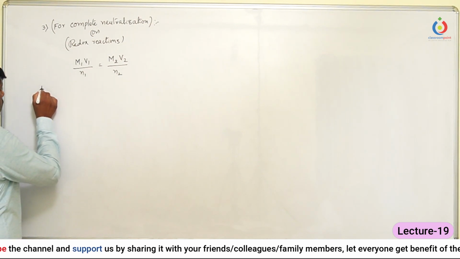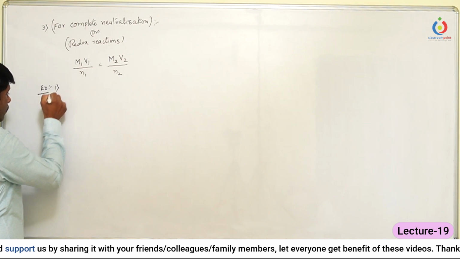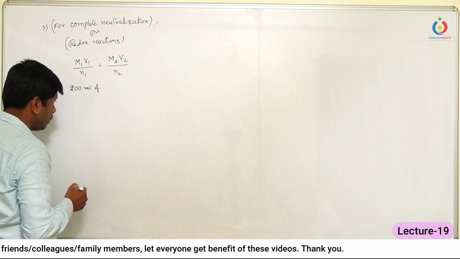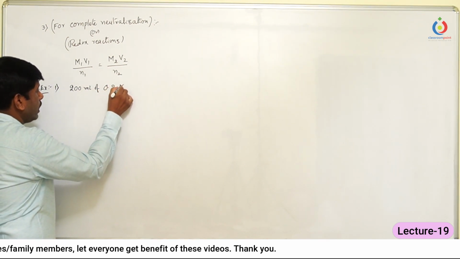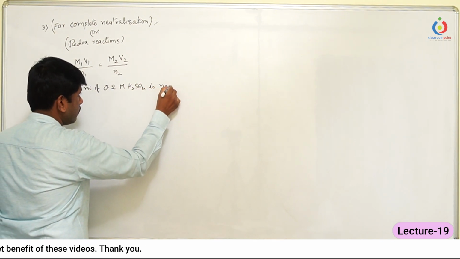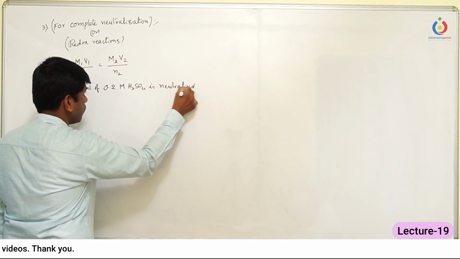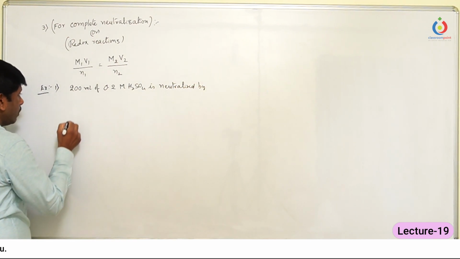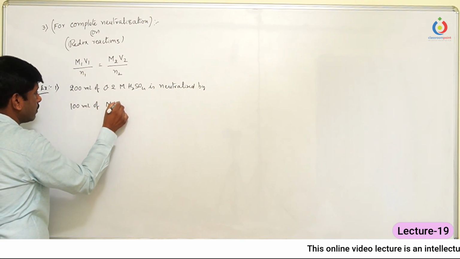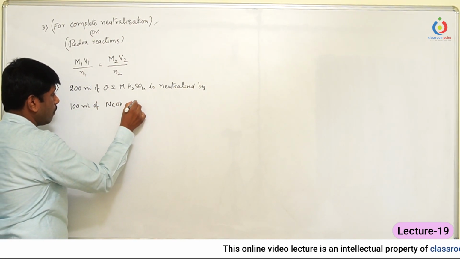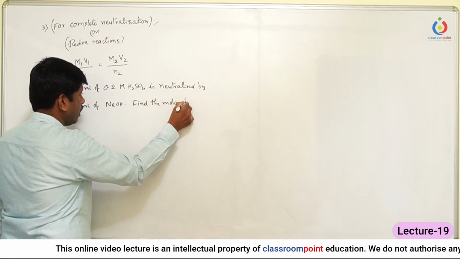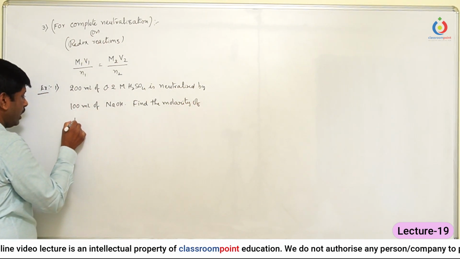Let us take an example here. 200 ml of 0.2 M H2SO4 is neutralized by 100 ml of NaOH. Find the molarity of NaOH.